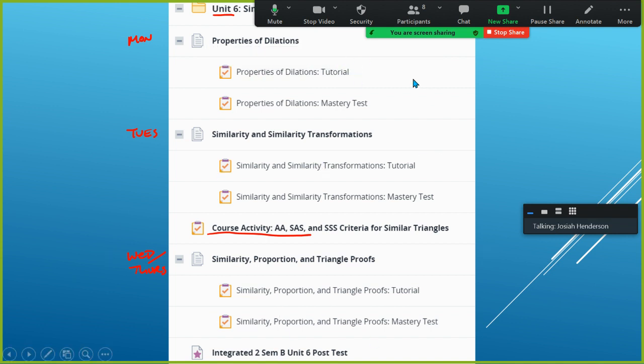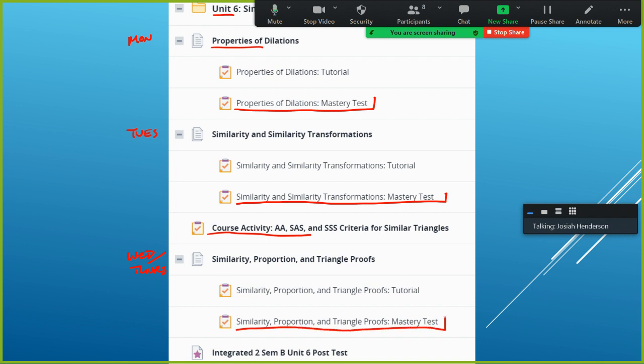It's a pretty short unit. So we can have this unit done on Tuesday or maybe Wednesday if we stop for a review day, which I think we should do. So that's our plan for the next week. We've already covered properties of dilations, so we should have this mastery test done. And then we covered similarity and similarity transformations, and that was the second mastery test. And then today we'll be finishing this third lesson.